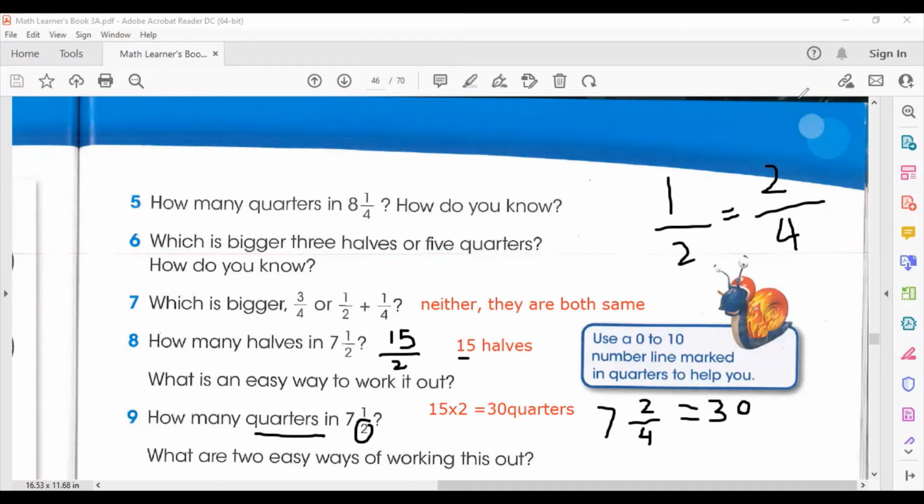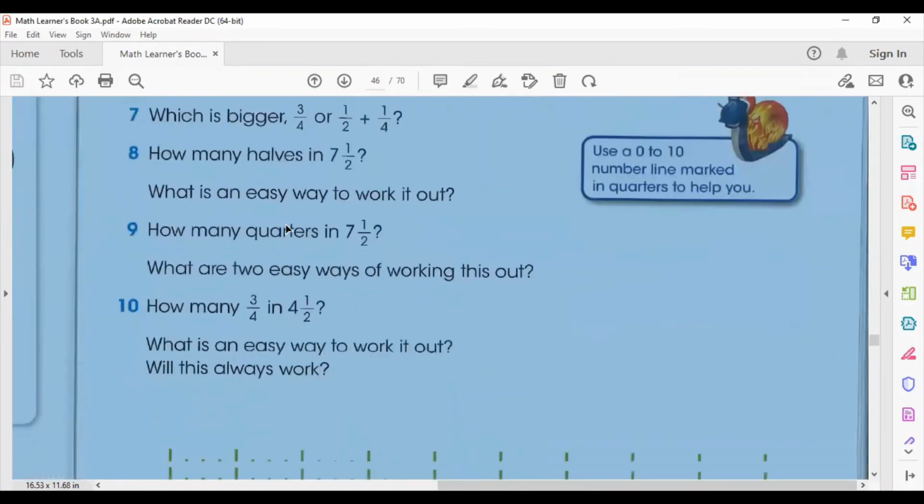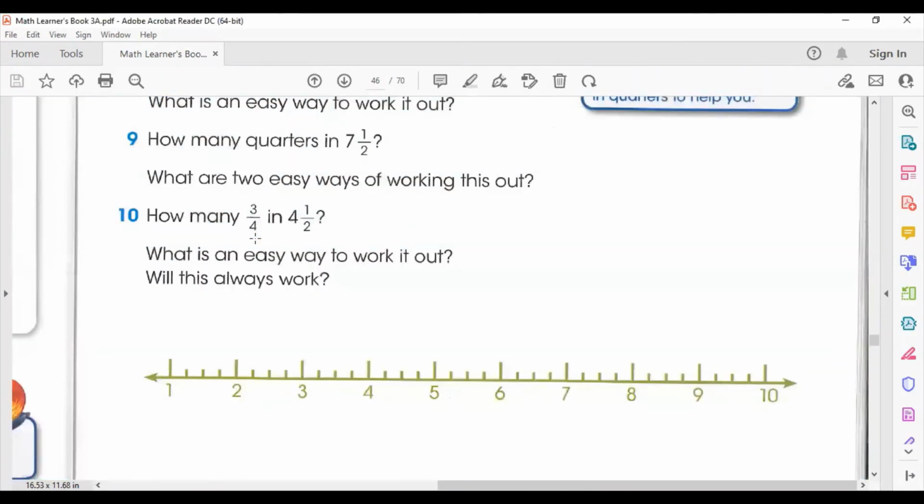Let us move to the next part. How many 3 by 4 in 4 1 by 2? So let us do it.